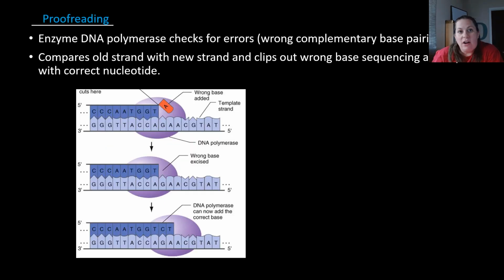Last but not least, they are going to proofread their work. So an enzyme, DNA polymerase, is going to check for any errors or problems. In other words, it's going to look to make sure there's no wrong pairings.